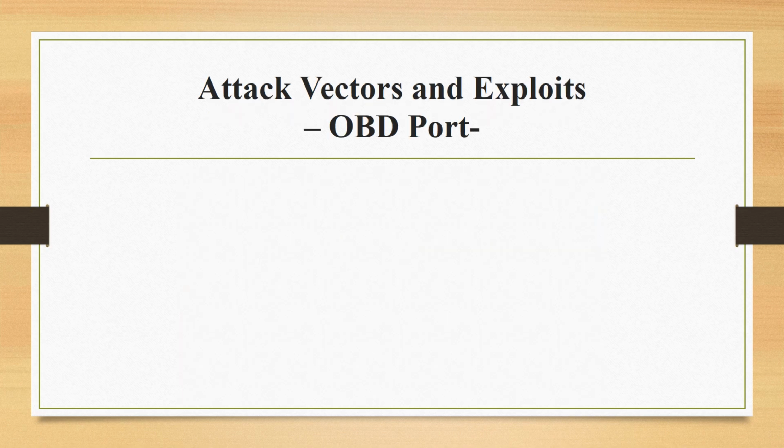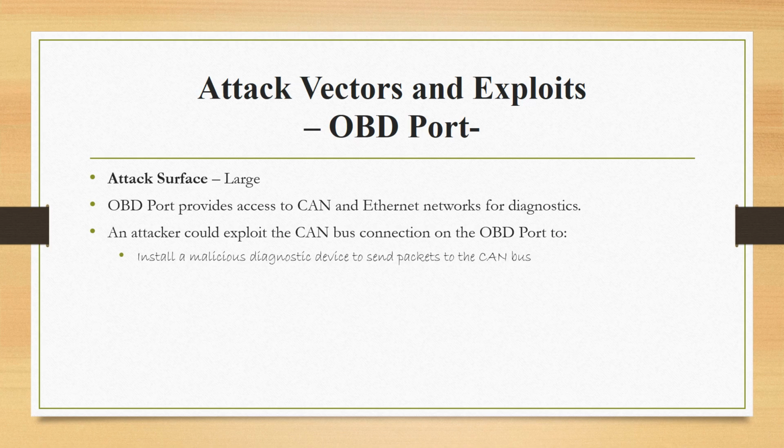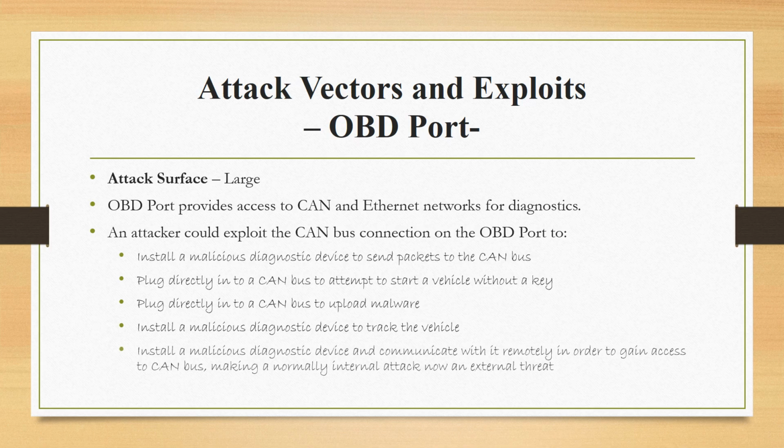Attack vectors and exploits. OBD port. The attack surface on the OBD port is large. The OBD port provides access to CAN and Ethernet networks for diagnostics. An attacker could exploit the CAN bus connection on the OBD port to install a malicious diagnostic device to send packets to the CAN bus, plug directly into a CAN bus to attempt to start a vehicle without a key, plug directly into a CAN bus to upload malware, install a malicious diagnostic device to track the vehicle, or install a malicious diagnostic device and communicate with it remotely in order to gain access to the CAN bus, making a normally internal attack now an external threat.